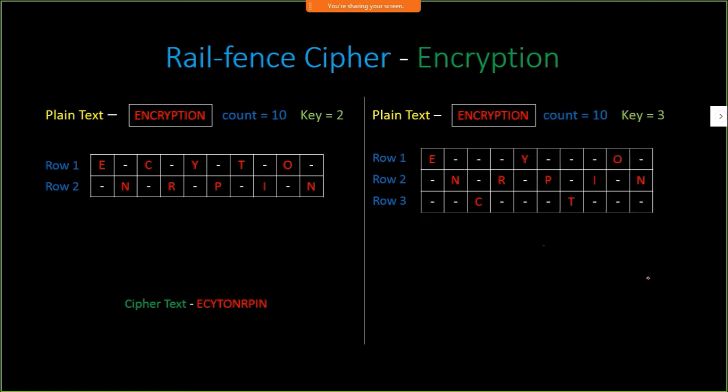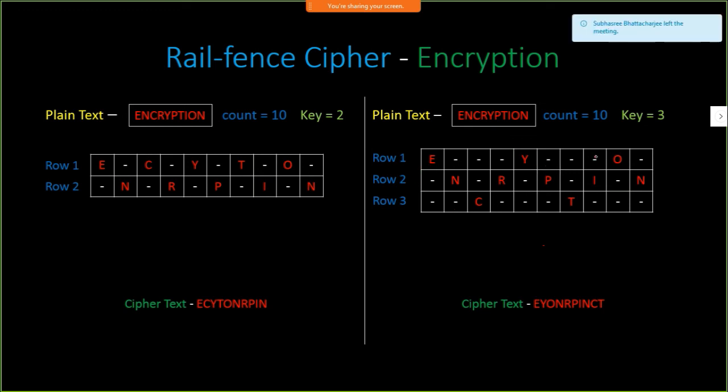After that, we got the ciphertext. How does it look? The rule number 3: read the plain text written in the sequence of the rows. So the first row we have written is EYO. EYO, that is the first row. After that, the second row is NRPIN. NRPIN. After that, the third row, it is CT. It is CT.